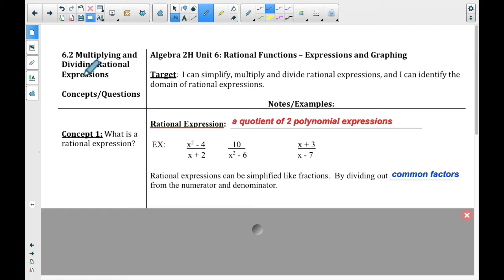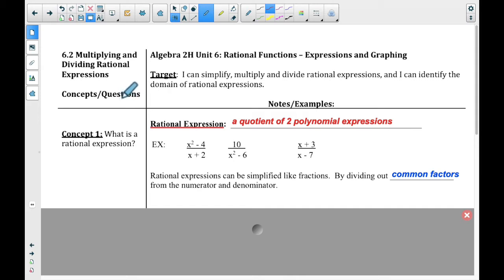Hi everybody, this video is going to cover section 6.2 and we're just going to do one page of this because there's a lot to talk about in this one page. Next video we'll talk about the next page. So first of all, we are talking about multiplying and dividing rational expressions.